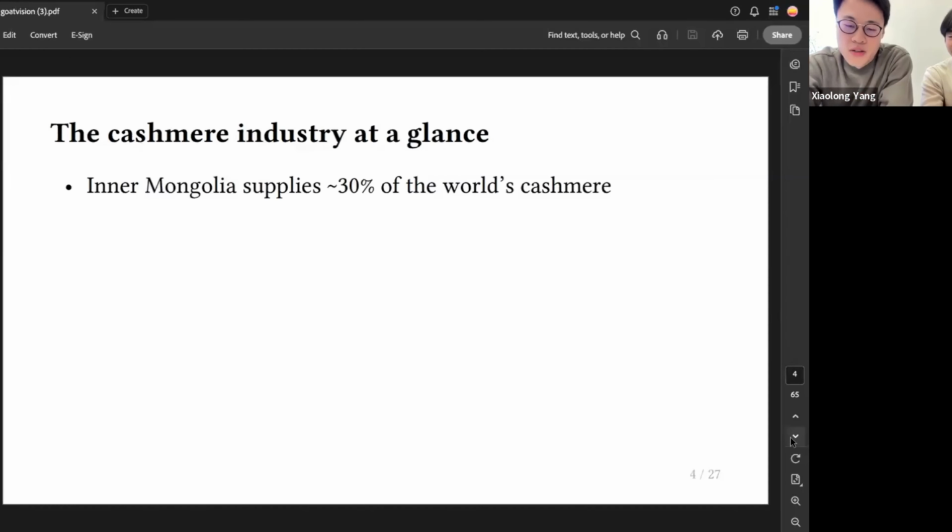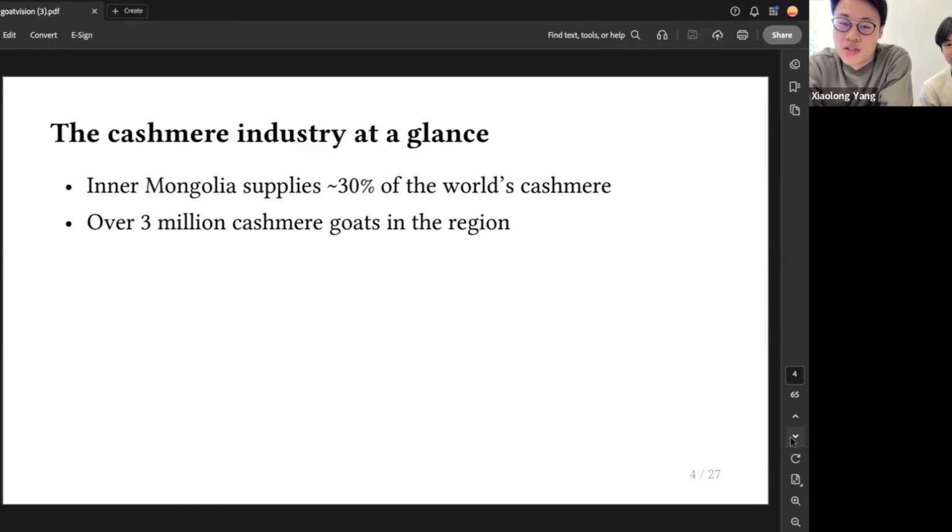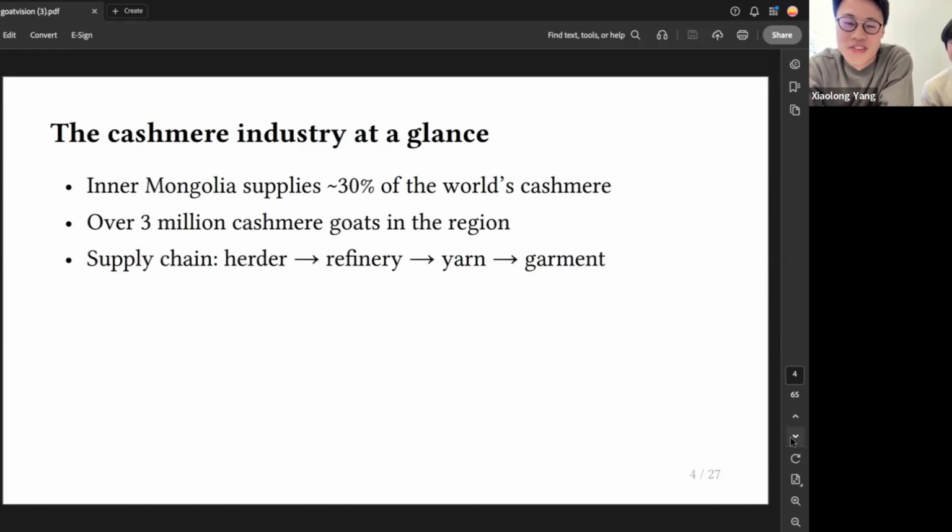Some general macro statistics just to give you a sense of the importance of the problem. Inner Mongolia alone at the moment supplies roughly 30% of the world's cashmere. Over 3 million cashmere goats exist in the region. Some are wild and some are raised by farmers. And the share that we wanted to help with is the human-raised goats, which are really facing a lot of breeding problems and contagion problems, which are quite severe.